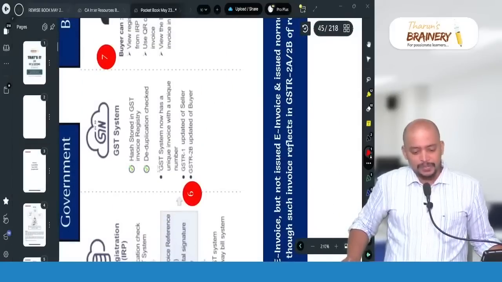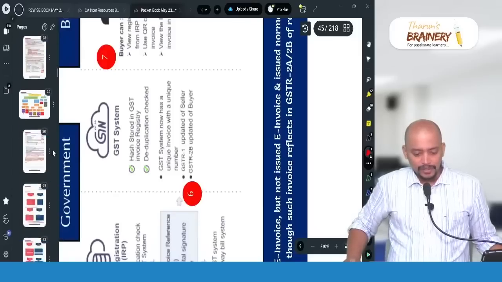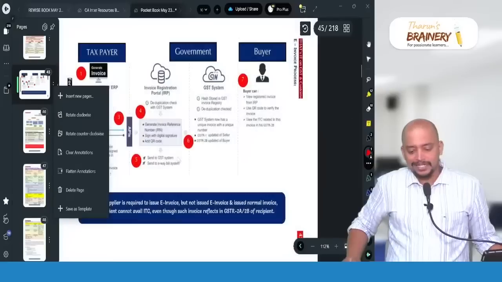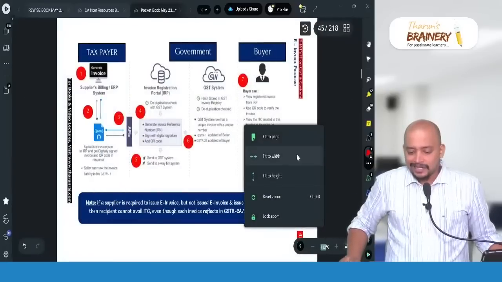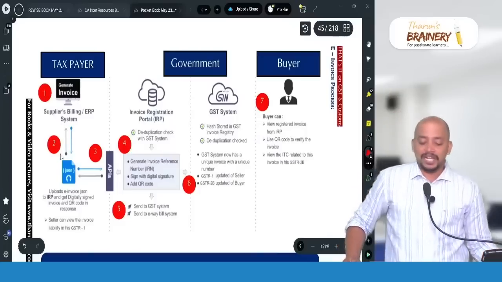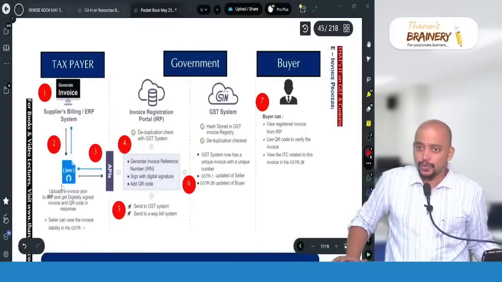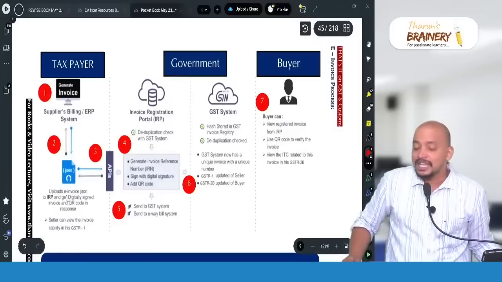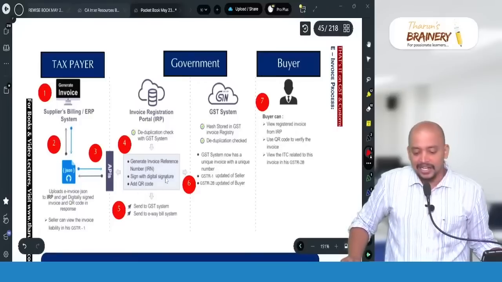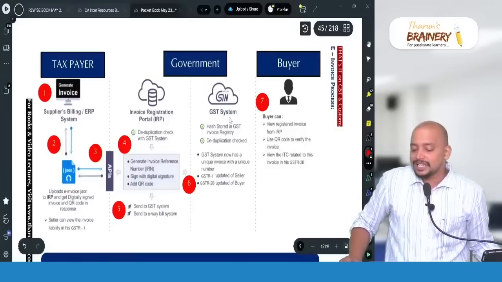So just for reference purposes, step number 1: a taxpayer will prepare a normal invoice using his billing system or ERP system. That will be converted into one file called a .json file, that is JavaScript Object Notation. Then he will upload that into the invoice registration portal, and the portal will do a deduplication check and affix 3 things. What are the 3 things? Invoice reference number, digital signature and QR code.